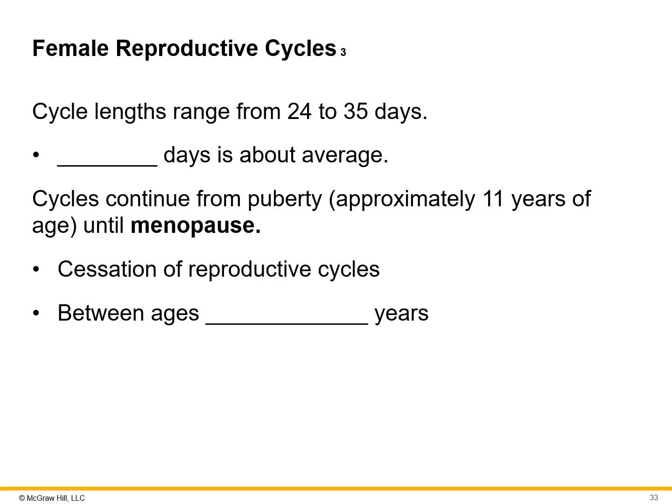The female reproductive cycle is going to range from 24 to 35 days. 28 days is your textbook average menstrual cycle. The cycles continue from puberty, which is usually around 11 years of age, until menopause. Menopause is when our reproductive cycles stop. It's the cessation of reproductive cycles, and usually that happens between 45 to 55 years of age.